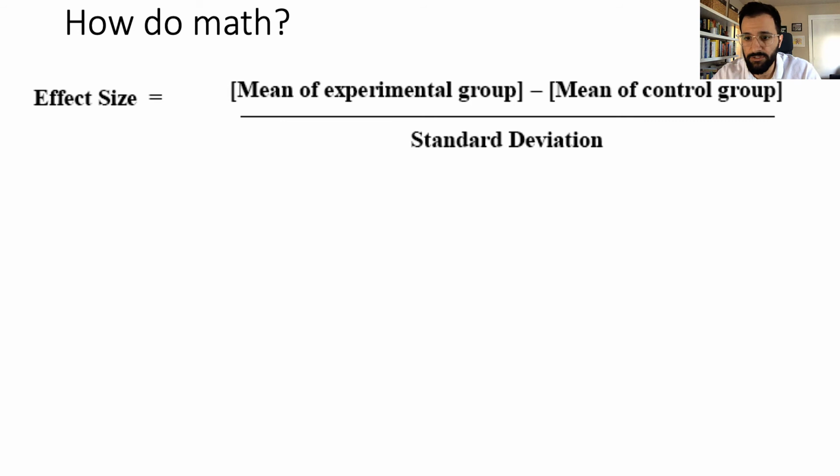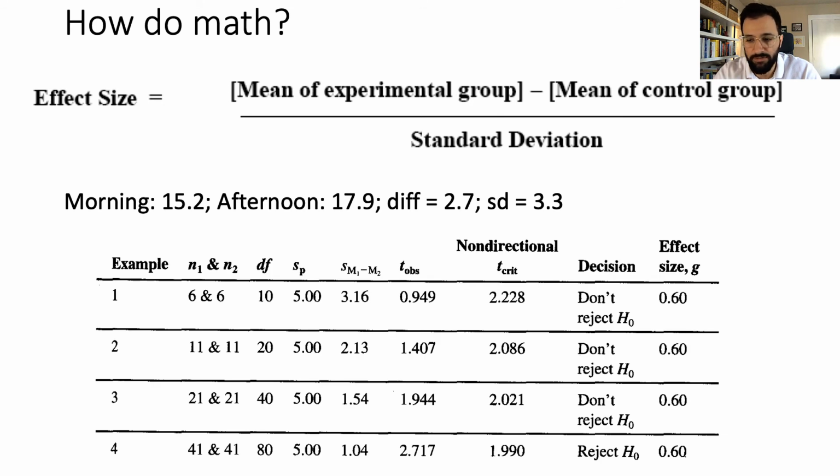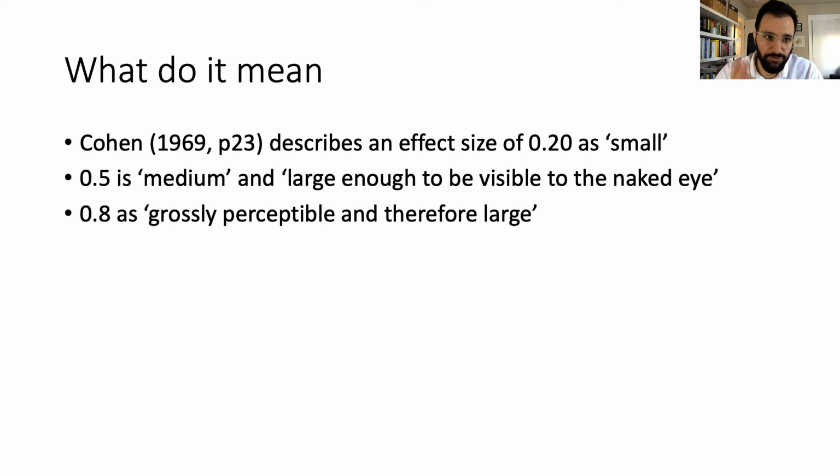For example, in Dawson's time of day effects experiment, the pooled standard deviation is 3.3, so the effect size is 2.7 over 3.3, which is 0.8. And if you go back to the earlier table showing that rejection of the null hypothesis is easier as n increases, you see that the effect size is 0.6 for each of those. So now we've got one that's 0.8, one that's 0.6. What do those numbers mean?